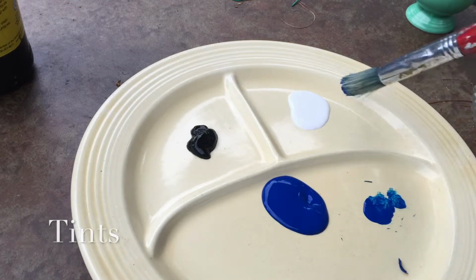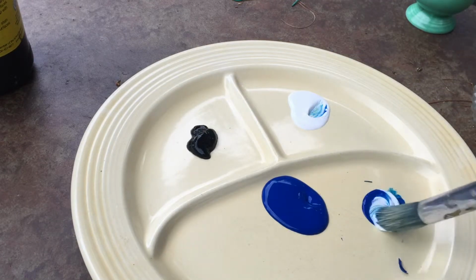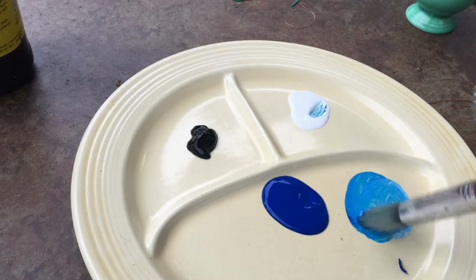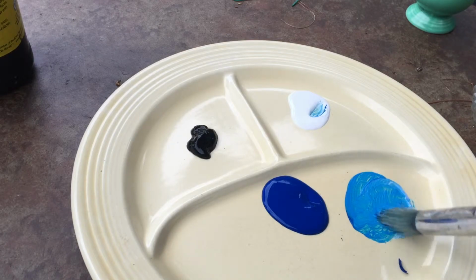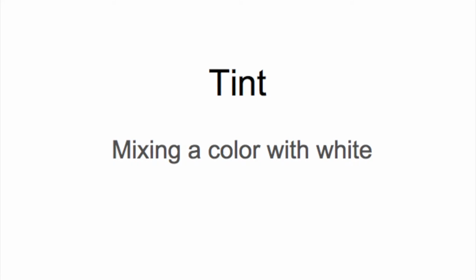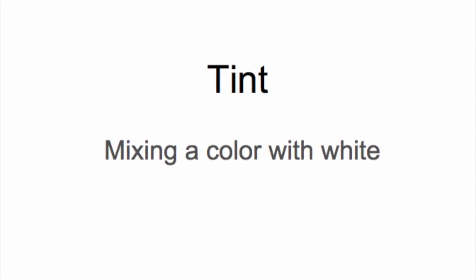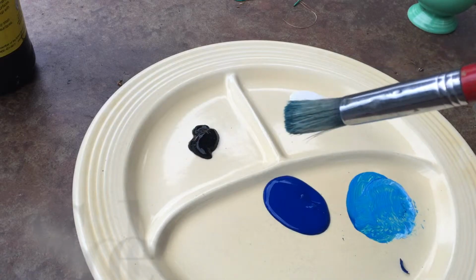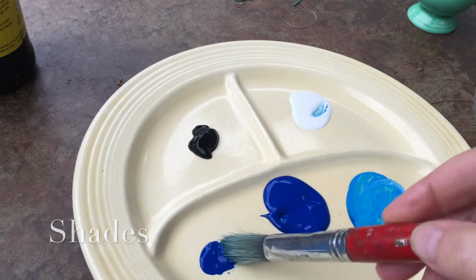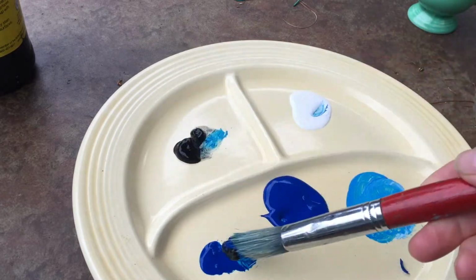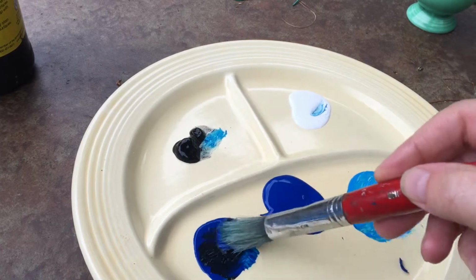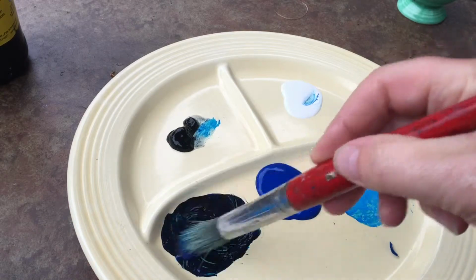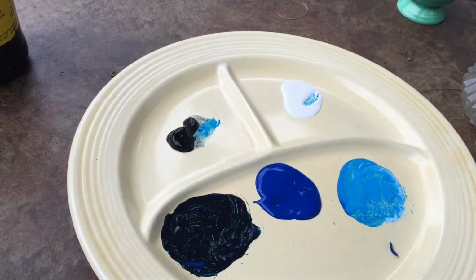Tints. Tints are created by taking a color and adding a little bit of white. Tint, mixing a color with white. Shades. Shades are created by adding black to the color. Shades, mixing a color with black.